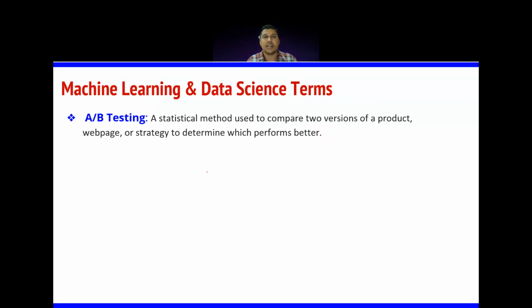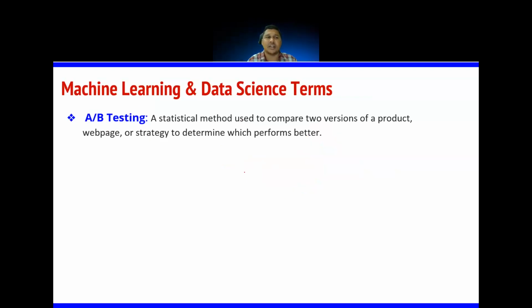A/B testing is one of a similar kind of statistical technique which is used to compare two different versions of a product, web page or a model. Suppose you have two ML models, ML1 and ML2. So this A/B testing is a statistical technique which is used to compare these two models. Which one performs better? A/B testing is used to compare two different ML models.